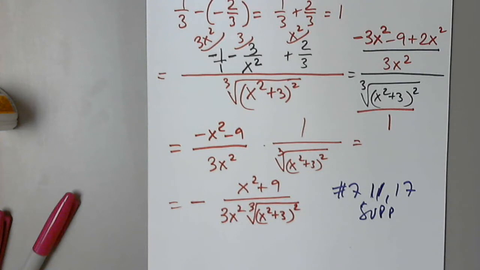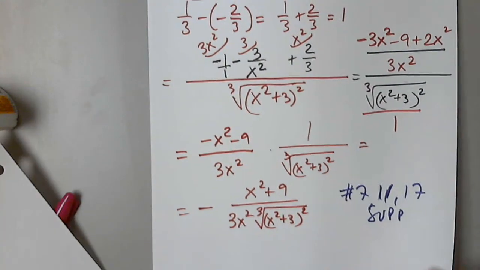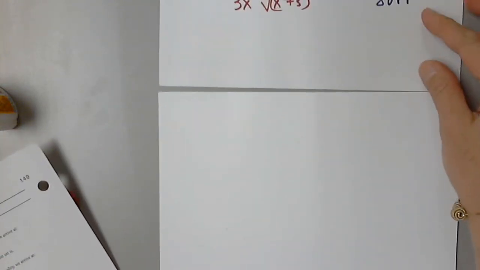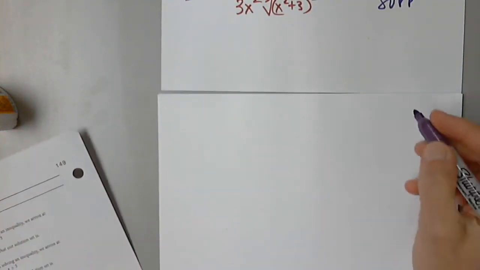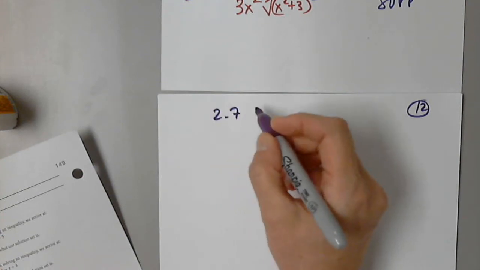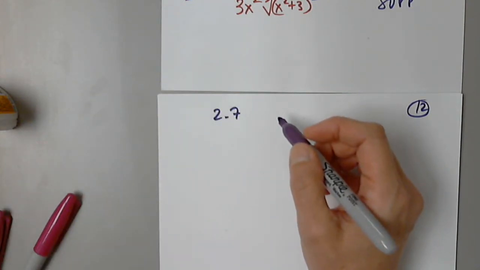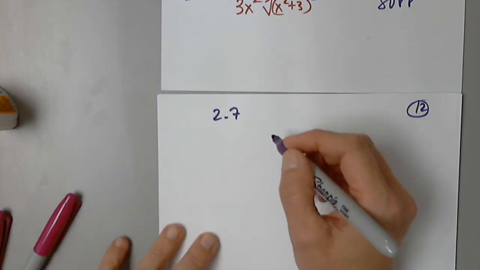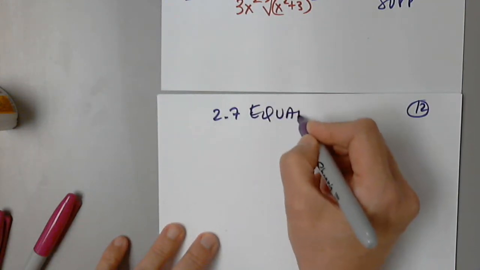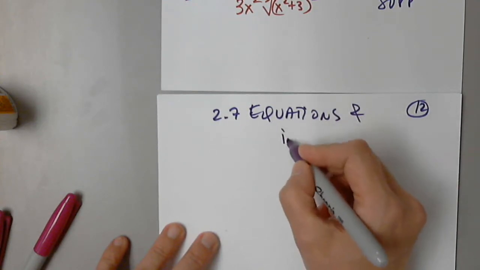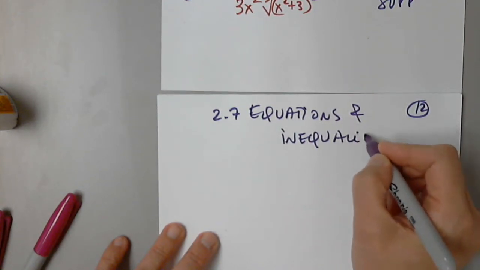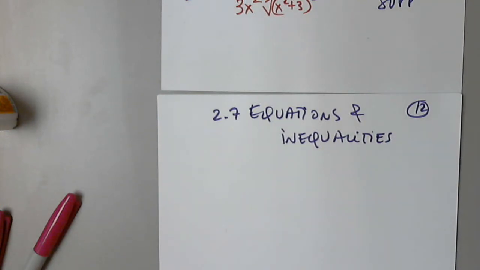Okay, last section of this chapter, chapter 2, before we start functions. Last section, 2.7. And 2.7 is more equations and inequalities, but I'm going to focus on inequalities now. Okay. So let's go back for a second.